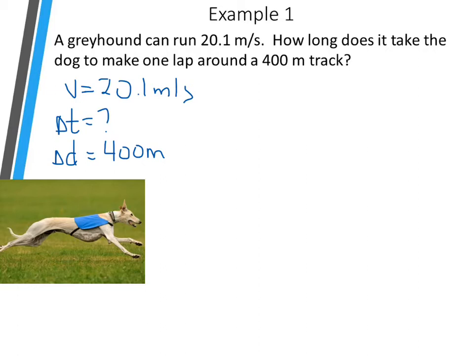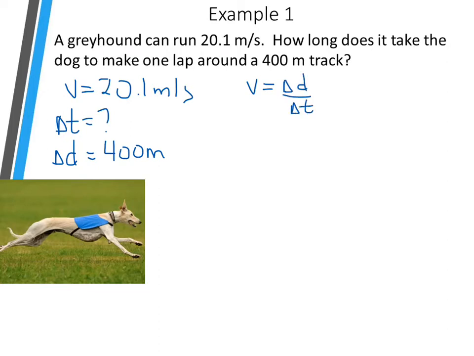So we're going to write down our given information. We don't have any direction, so that's how we know we're talking about speed, and you're going to see that velocity really is the same, only it's a vector quantity. So if we don't have direction, we're just talking about speed. So let's write down our formula. So V equals delta D over delta T.